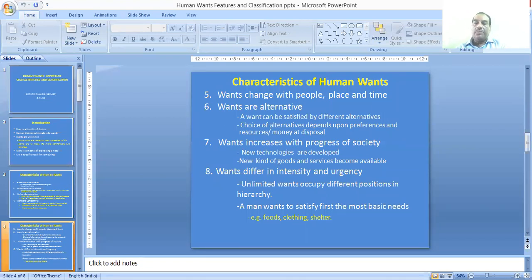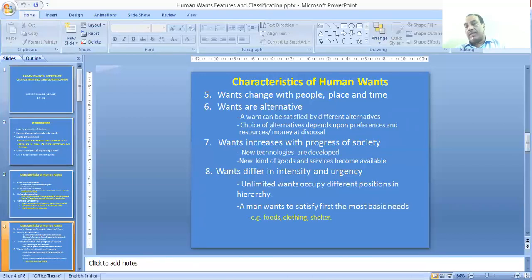Then wants differ in intensity and urgency. Unlimited wants occupy different positions in a hierarchy. Suppose I get my salary, and I have to meet my wants, my needs, my demands in the salary which is available to me. So for that, I have to prioritize my wants. I have to give a hierarchical position to different wants.